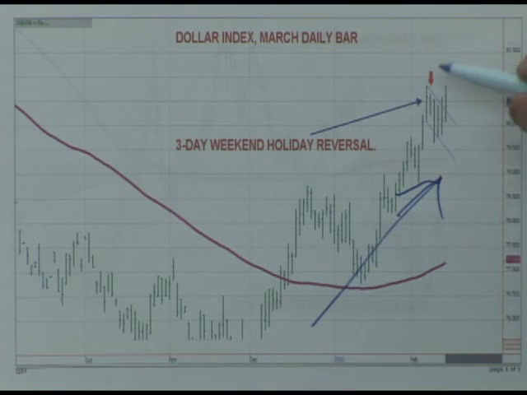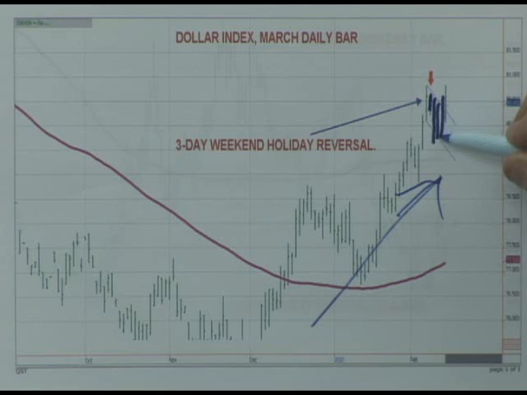What happens on Monday of the reversal week? We start a down pattern. 1, 2, 3. So Monday, Tuesday, Wednesday, Thursday, all down days. Finally, Friday gets back on its horse and starts going back into its natural trend.